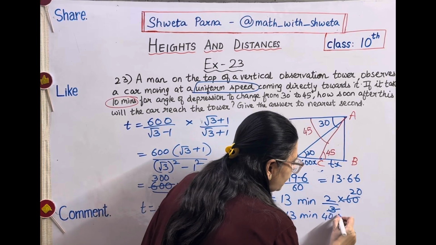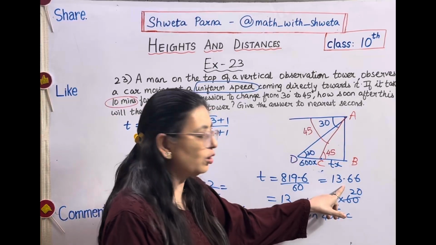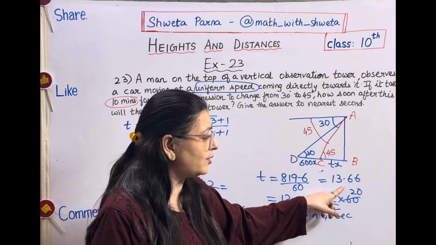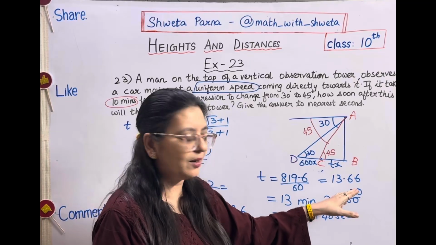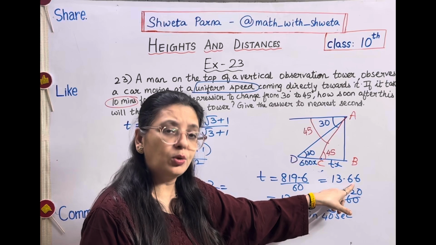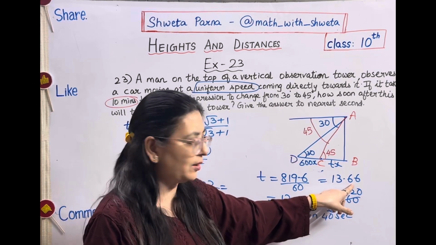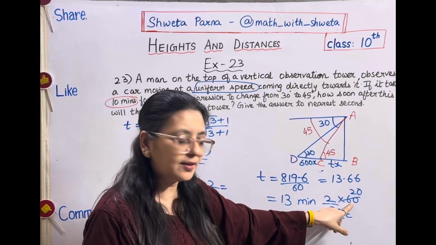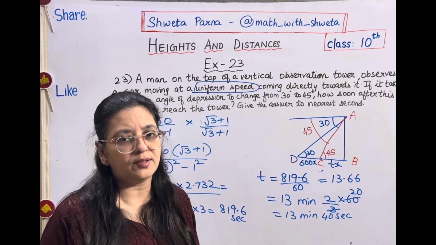and 40 seconds approximately. Children, see, when I divided it, I got 13.66, but I cannot say the time taken was 13.66, right? It can't be a decimal like that. So this you are writing in minutes. Now 0.66 is nothing but 2/3, 0.6667, right? And if it is .33, it is 1/3. So 2/3 of 60 seconds, which is 40 seconds. So the answer is 13 minutes 40 seconds.